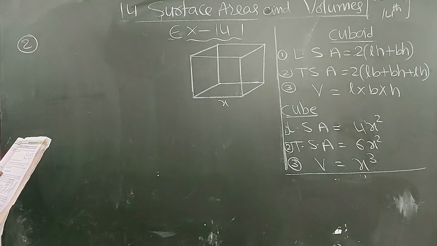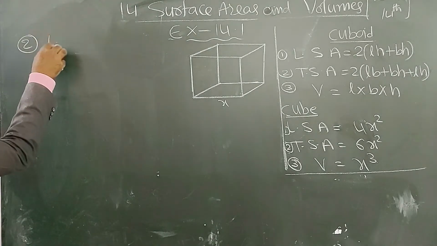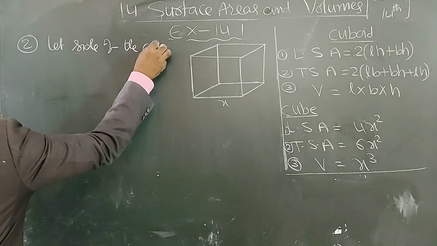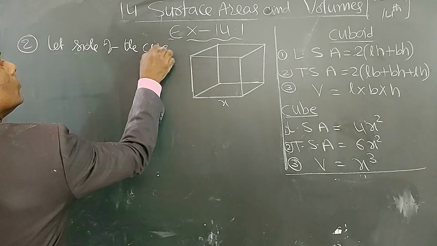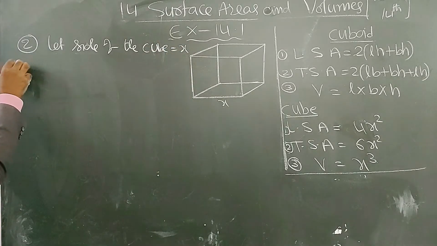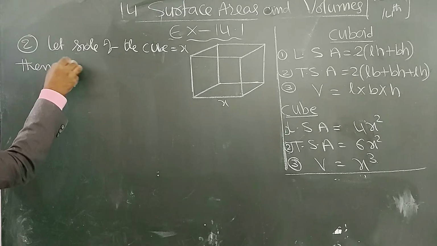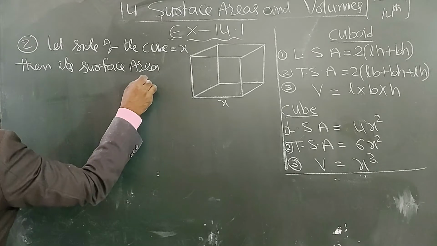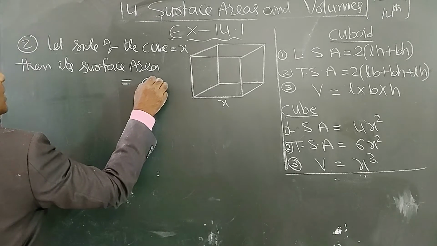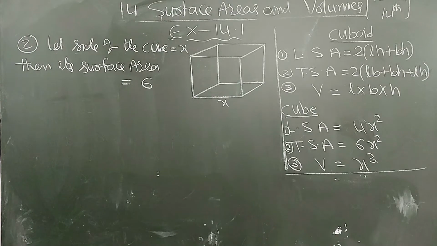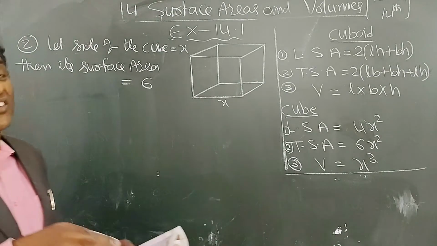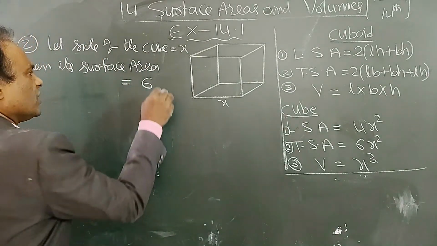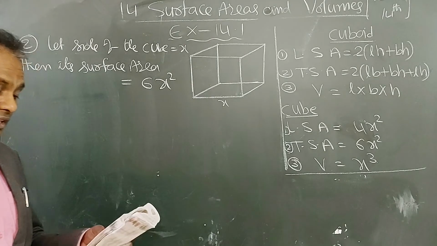What is the surface area of the cube? Let the side of the cube be x, then its surface area. See students, the surface area of the cube formula. It is not mentioned whether lateral surface area or total surface area. If it is not mentioned, we take it as the total surface area. So total surface area is 6x square.